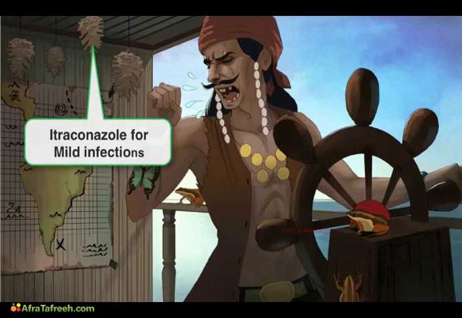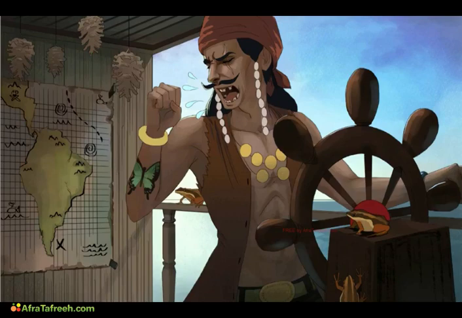So all in all, paracoxy is pretty simple. And if there's anything you really need to take away from it, it would be the two buzzwords of South America and captain's wheel, as well as remembering the mucocutaneous lesions and the lymphadenopathy. And that's paracoxy.